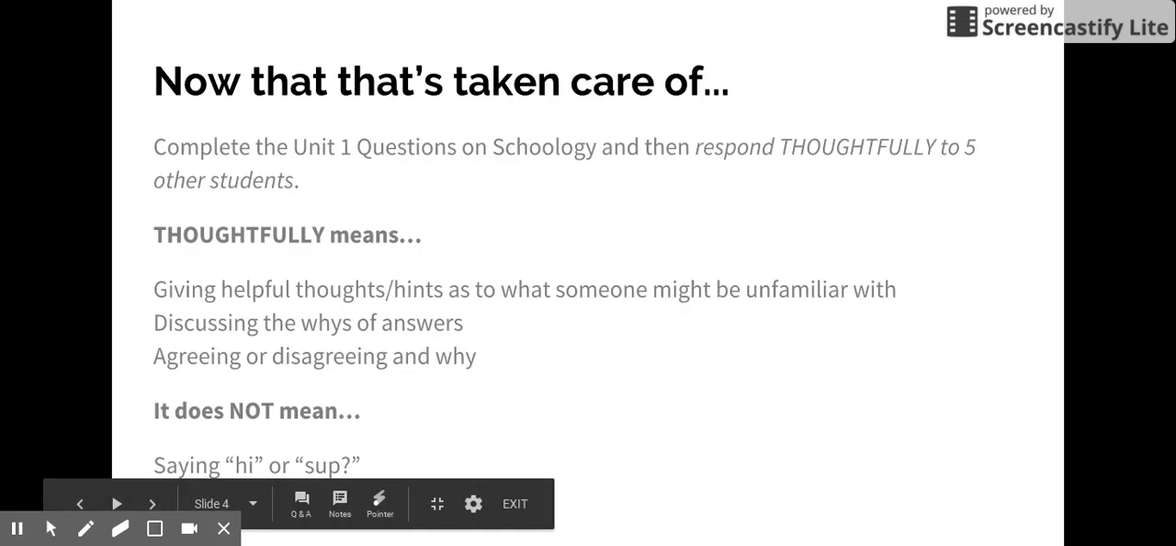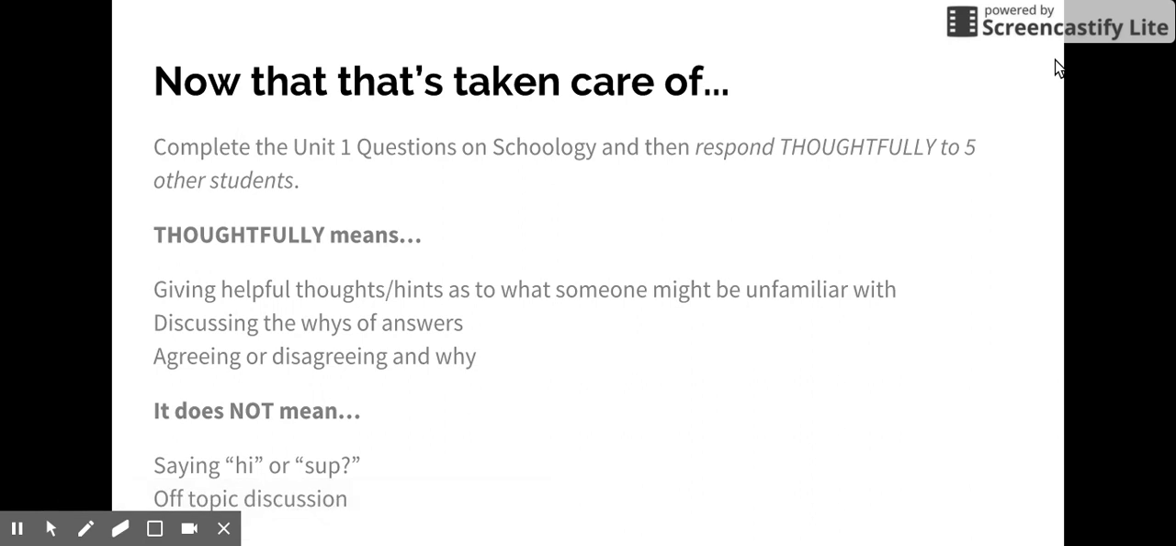All right, so now that we've taken care of that, I want you to go and complete the Unit 1 questions on Schoology, and then you're going to respond thoughtfully to 5 other students. There's a little link under today's lesson that says Unit 1 questions on your Schoology page. So you're just going to go into that discussion, complete those questions, and then respond to 5 of your classmates.